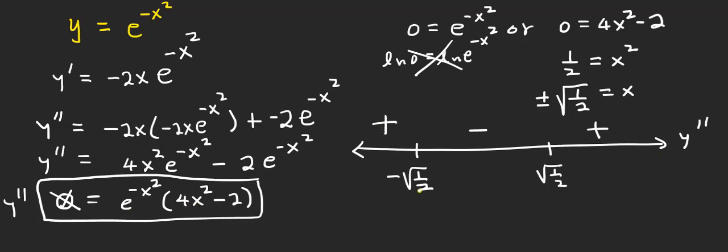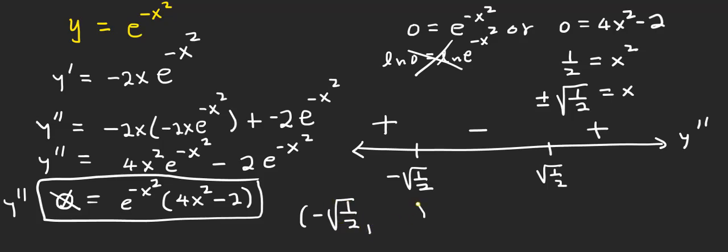So based on this, we know that y is concave up from negative infinity to negative radical 1 over 2, and radical 1 over 2 to infinity. Those are the intervals where y is concave up. And y is concave down from negative radical 1 over 2 to radical 1 over 2. Now, what is the inflection point? Inflection point is when x equals negative radical 1 over 2.